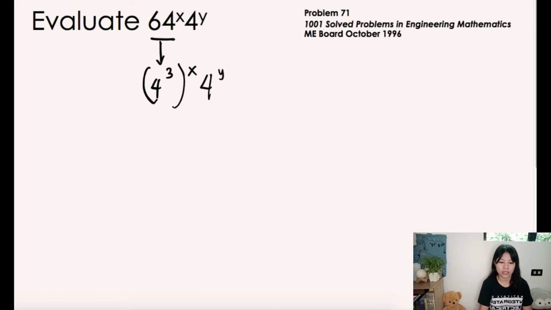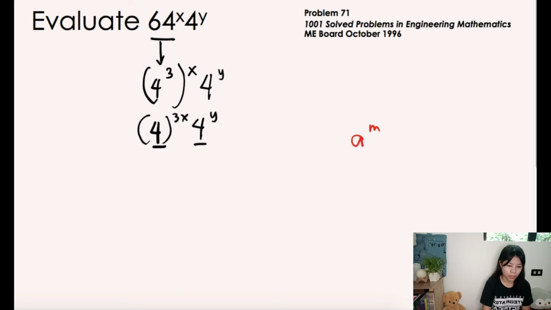Etong 4 raised to 3 times x, we can also say that 4 raised to 3x. Okay? At saka to 4 raised to y. So, we now have similar base. Pwede na natin siyang gamitan ng law of exponent, which is a raised to m times a raised to n is equal to a raised to m plus n.